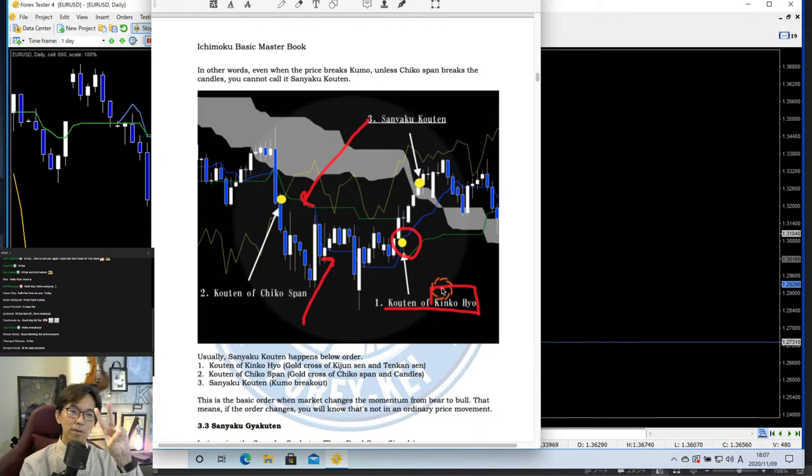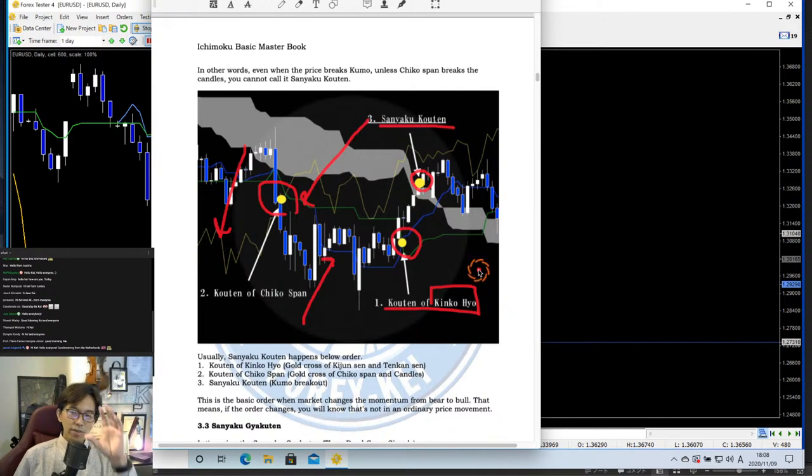And the second signal you might want to find is the Kouten of Chikou Span, the breakout of the candlesticks. So that happens here. Chikou Span is a yellow line in my chart color settings, and that's when Chikou Span breaks the candle's uppers. That's the second confirmation. And the third confirmation, you see the Kumo breakout. Kumo is actually this area, and the gray area is called a Kumo here. This is composed of two lines, Senkou Span A and Senkou Span B. And when you find the candlestick breaks up the Senkou Span B here, this is actually the Sanyaku Kouten signal.